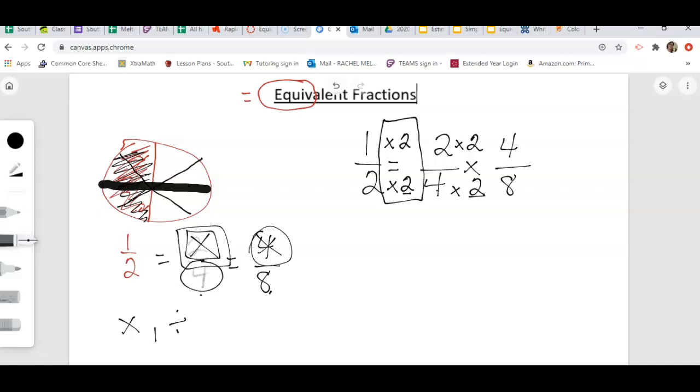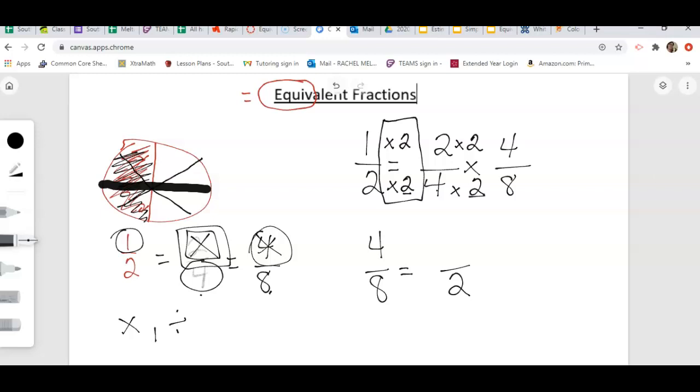Okay, I can also do that backwards. Well, I think of it backwards, but it's not really backwards. Let's say I have 4/8, and I know that 4 is half of 8. I'm going to see what would happen if I go from 4/8 into halves. So it should be 1 if all these are equal. So let's see how that works.